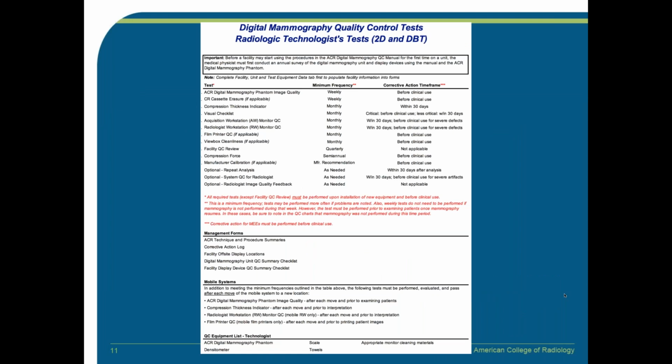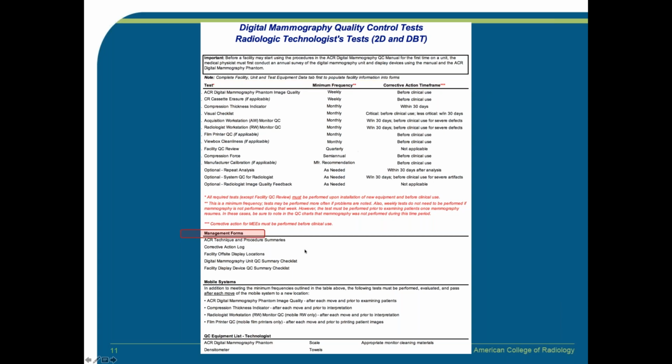I want to start by introducing the actual tests that the technologist will be performing and try to explain through some of these slides that look intimidating, but they really are not. A lot of information is on here because it's trying to summarize some things. So for the technologist tests, and this is both for 2D and 3D, we list the test on the left, we have the frequency in the middle, and then we have the corrective action timeline on the right. None of these issues should be foreign to people that have done quality control.